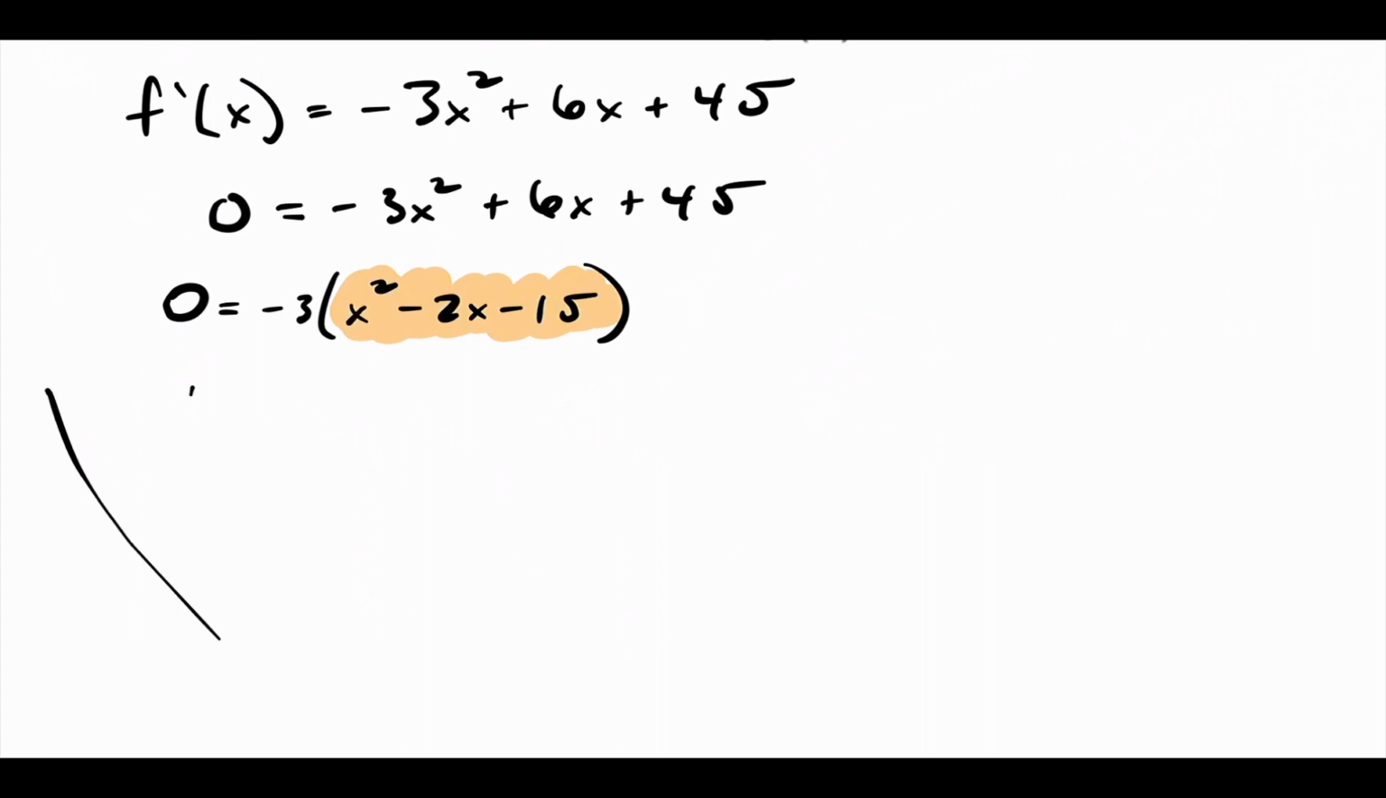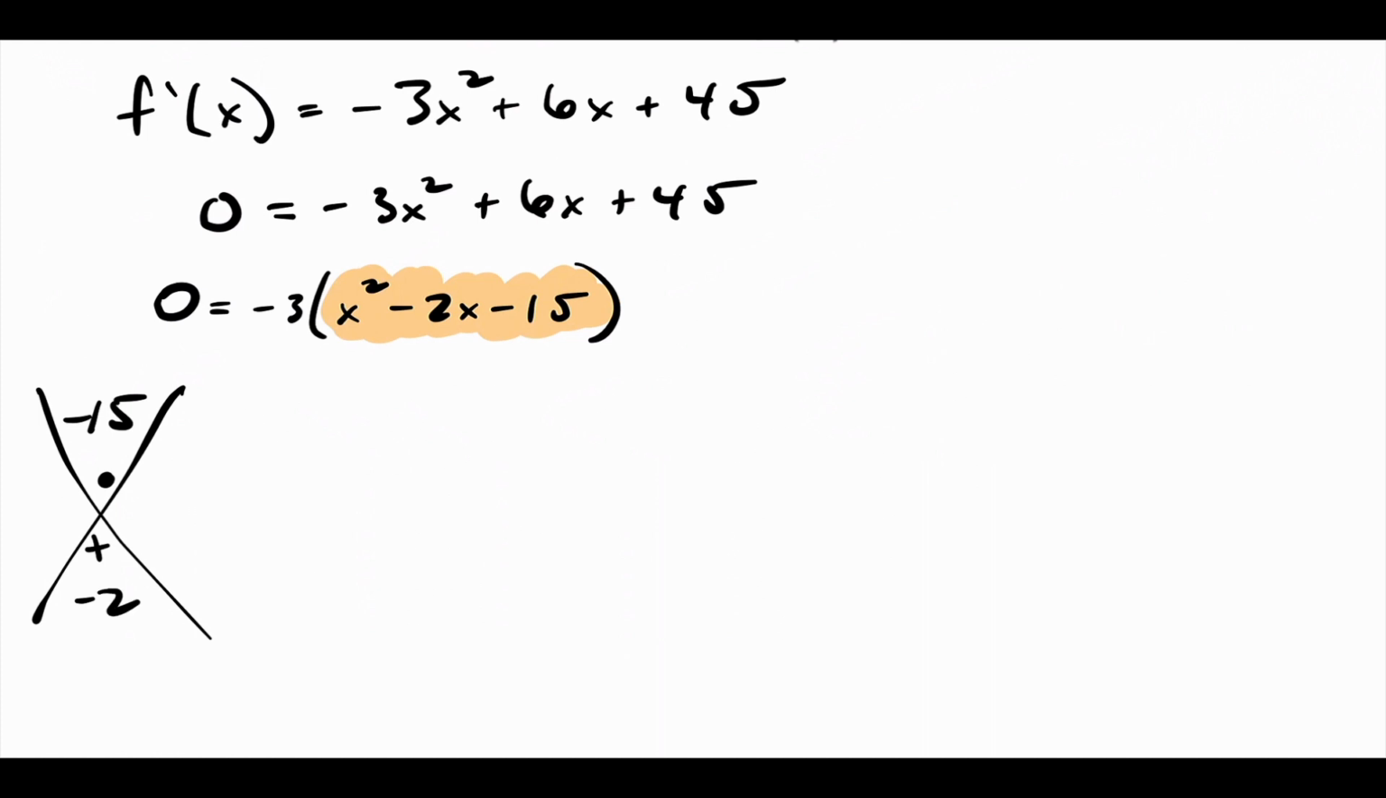Some teachers teach the X method. Multiply A times C, you get negative 15. Negative 2 at the bottom. Figure out the two numbers that multiply to be negative 15 and add to be negative 2. What is that? Negative 5 and positive 3. So you get x minus 5 and x plus 3.